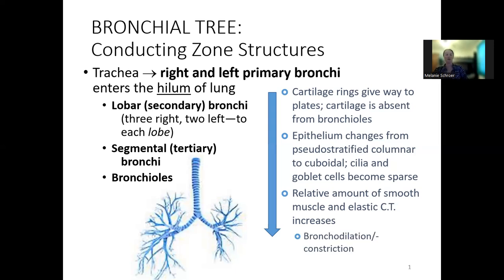In the cardiovascular system, we called this purposeful contraction and relaxation of the smooth muscle in the wall of these tubes vasoconstriction and vasodilation. Here we call it bronchoconstriction and bronchodilation. Broncho is the root for something to do with the respiratory system.